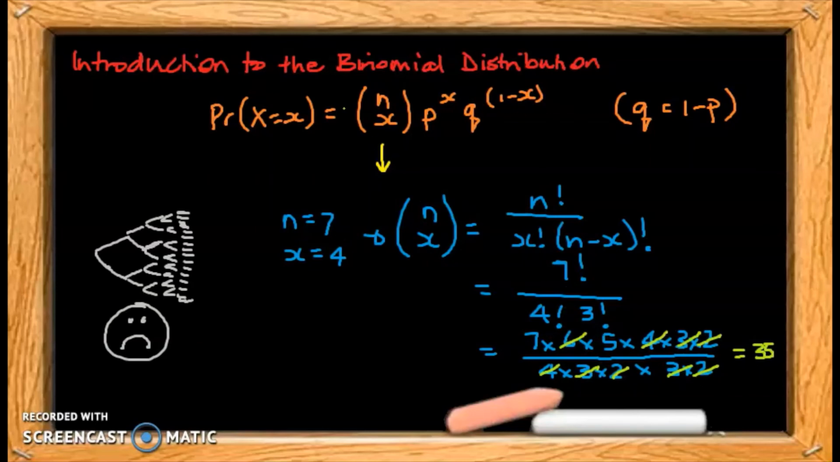So that's how our formula works for the binomial distribution when we're looking for the number of successes out of a number of trials. So when we have n trials and we're looking for x successes.